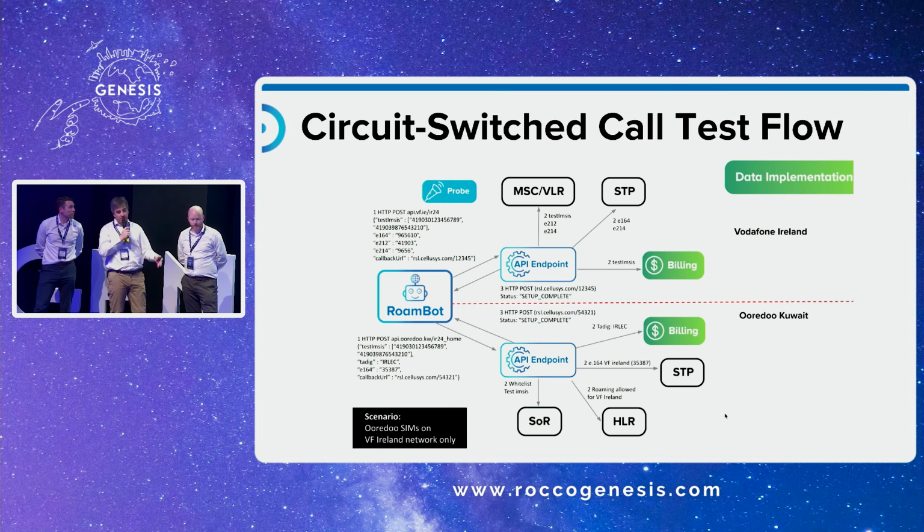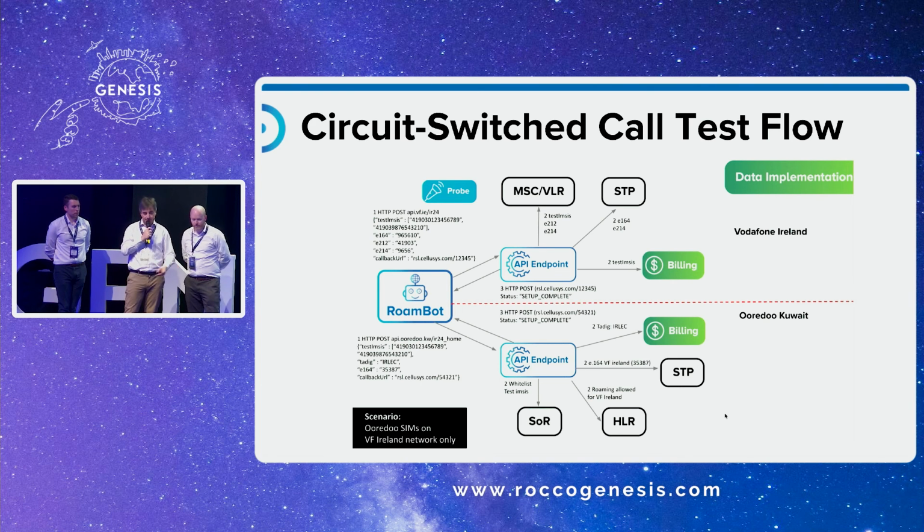So here we have an example. We're going to go a bit more into detail into IR24 unilateral, where Ooredoo is the home PMN. In this example, RoamBot will ask the two APIs, on the vPMN and the home PMN, to implement the data for such a test. For example, the test IMSI MGT translation in the vPMN MSC VLR, the home PMN information in an STP and the billing configuration, and the same at the home PMN side. RoamBot will ask the home PMN to whitelist the SIM card in the signaling roaming, configure the HLR for roaming, and also implement the data in the STP.